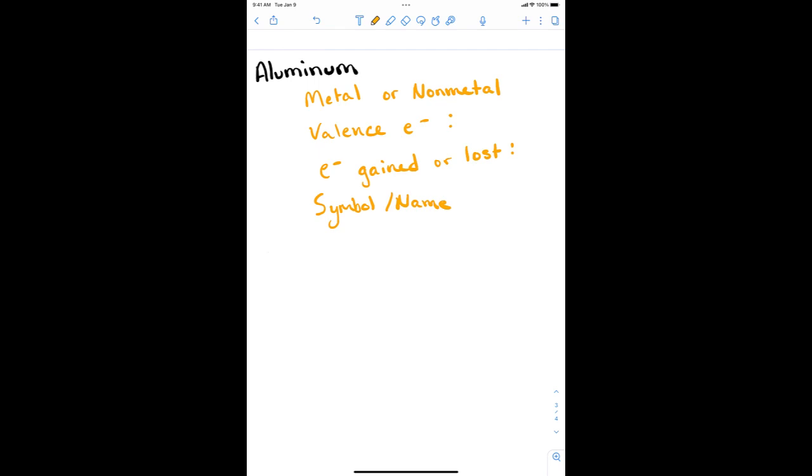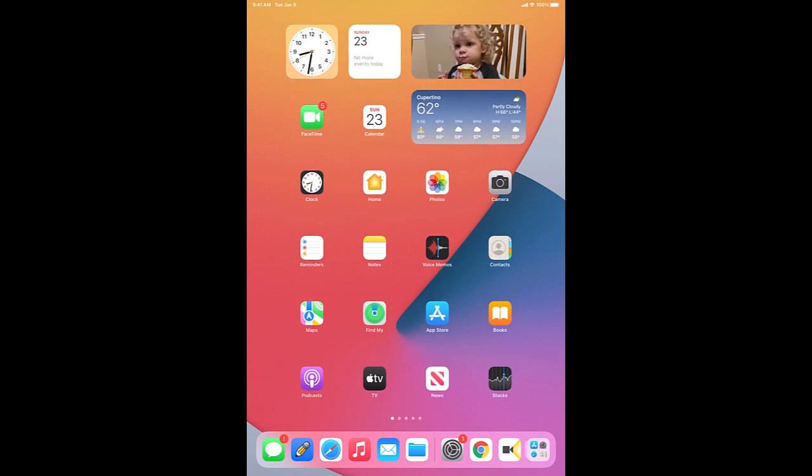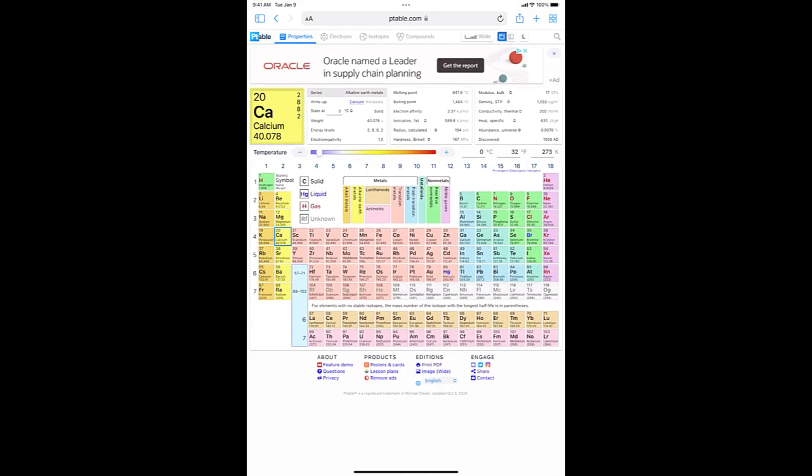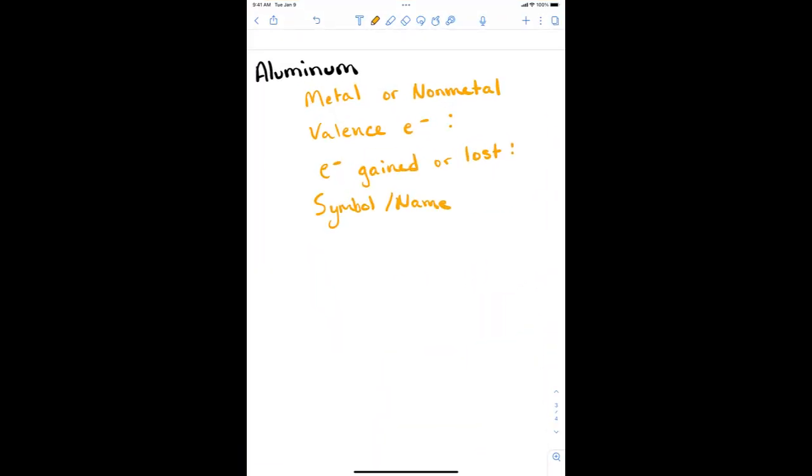The first question is, is it a metal or is it a nonmetal? If we pull up our periodic table and look for aluminum, aluminum is right here, and even though it's right along this stair-stepper line, remember that we said that aluminum is a metal, and so we're going to call that a metal. That's an exception to that metalloid rule, and so we're going to go ahead and circle that it's a metal.